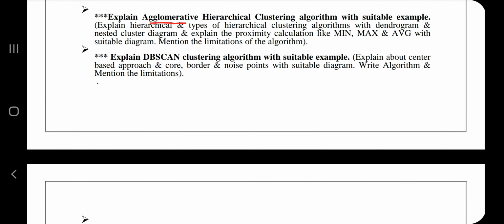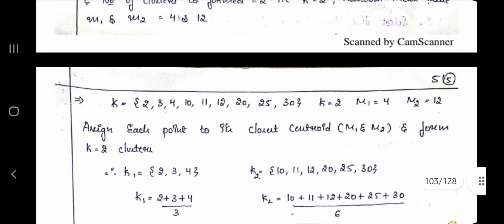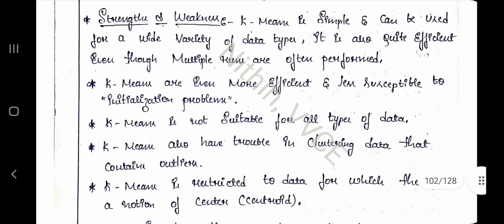Then we have agglomerative hierarchical clustering. First let's understand what is agglomerative and what is hierarchical. There is a strength and weakness also. This is the same; I am telling the strength and weakness for one only, and for the rest you have to write the same strength and weakness.